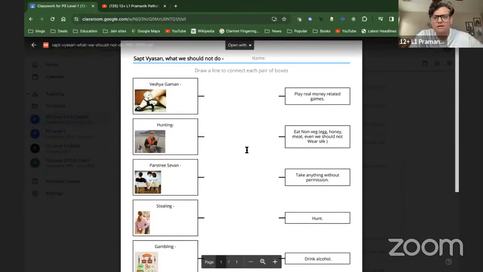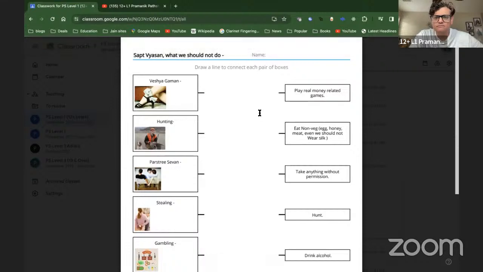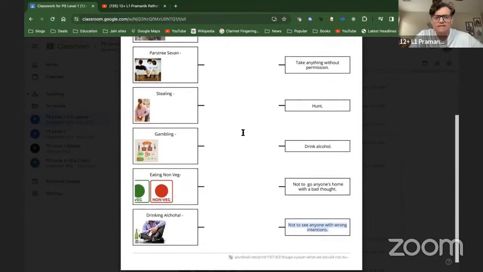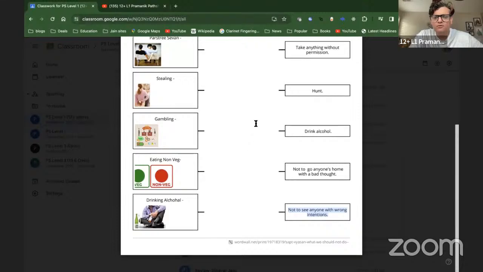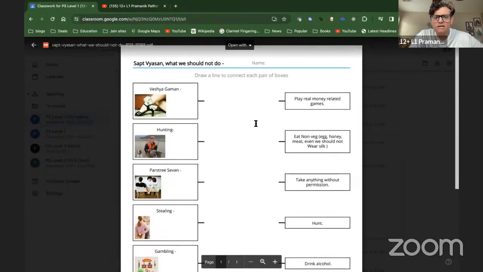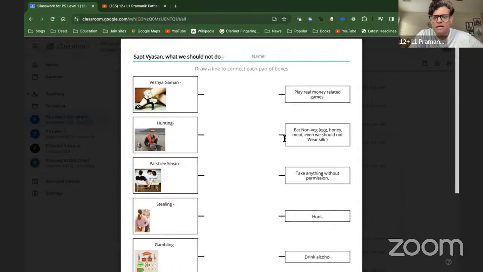How about gambling? What is gambling? Yeah, go ahead, Ashka. Play real money related games. Yes, that's gambling. Eating non-veg food, right? That also is Mans. Mans is one of them, right?